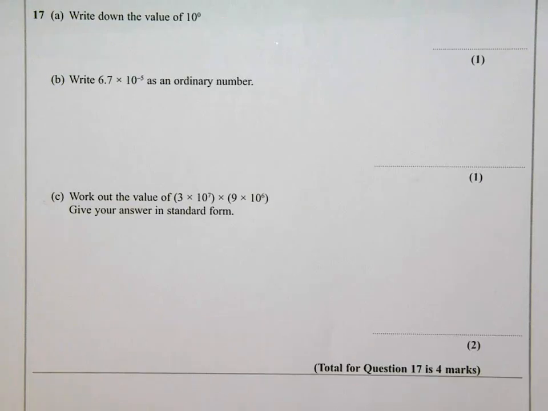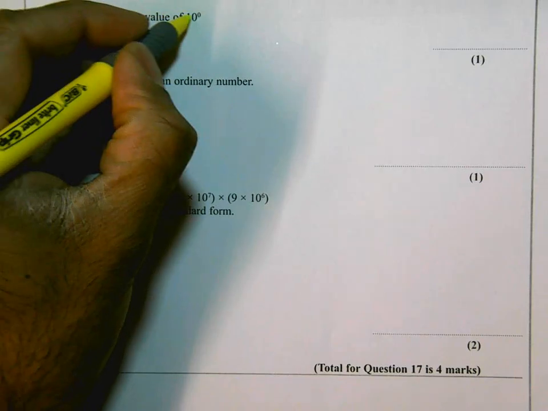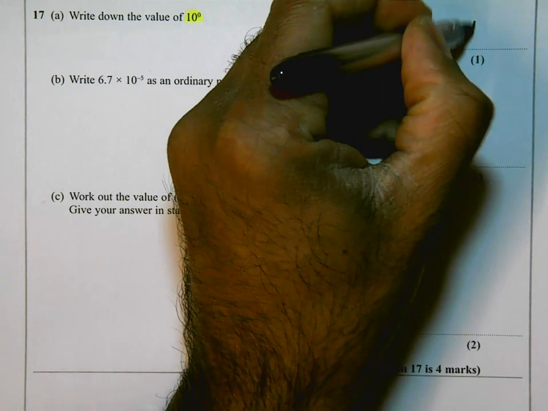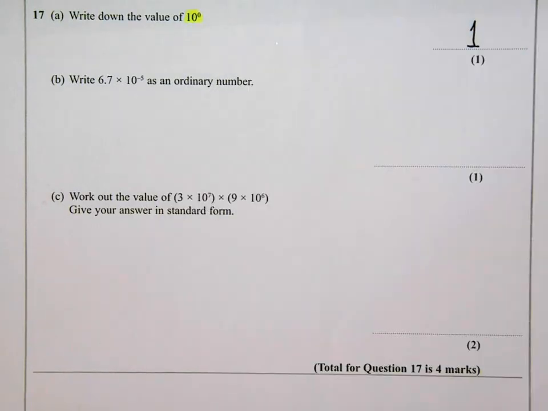Okay, this is question 17 on the higher non-calculator paper. First part of the question says write down the value of 10 to the power of 0. Now you should know any number to the power of 0 is 1. So that's a straightforward question where the answer is going to be 1.